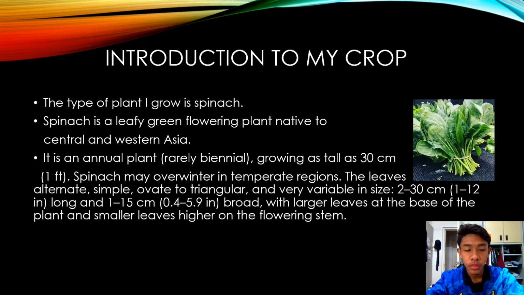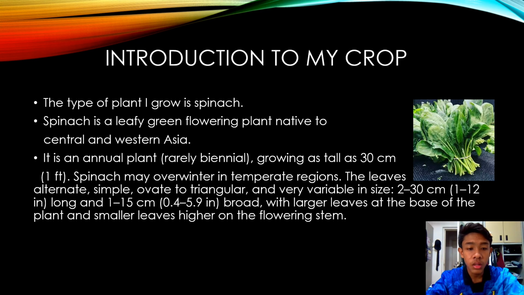Introduction to my crop. The type of plant I grow is spinach. Spinach is a leafy green flowering plant native to Central and Western Asia. It is an annual plant growing as tall as 30 centimeters. Spinach may overwinter in temperate regions.